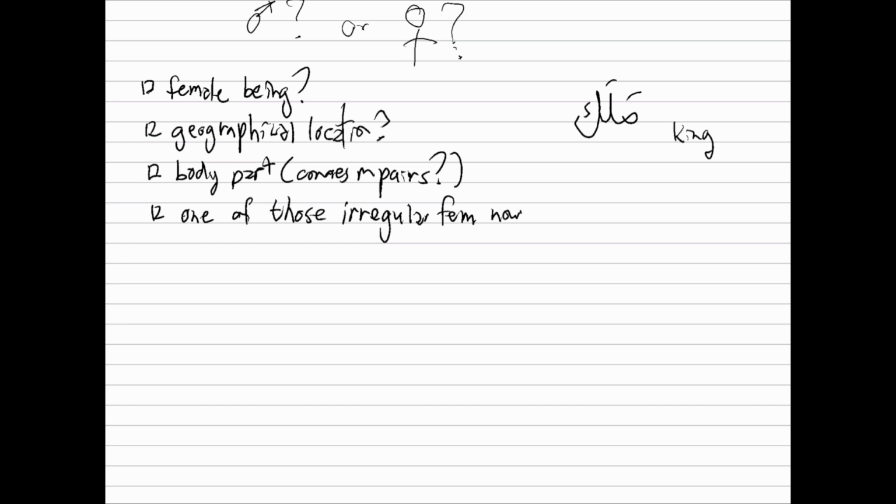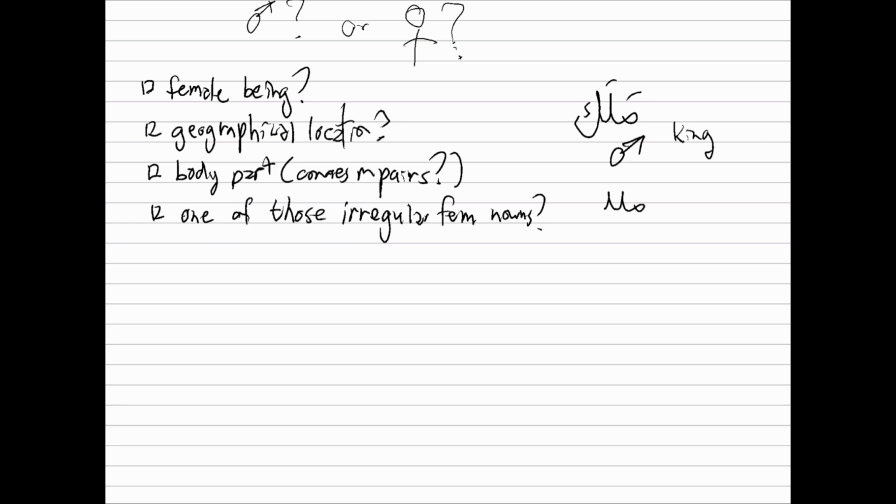Feminine nouns. All right. So our first one is Malik. Malik is king. So let's just check off the list. Is it a female being? No. Is it a geographical location? No. Is it a body part? Nope. It is not one of those irregular form feminine nouns. So this is masculine, right? King is a masculine word, right?